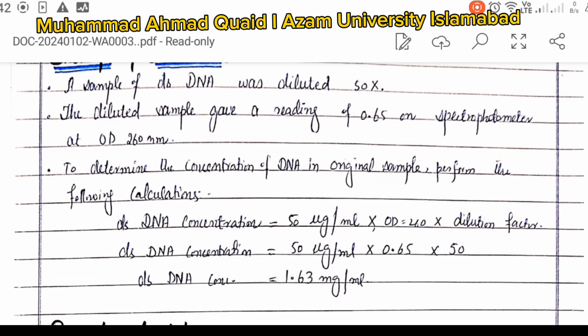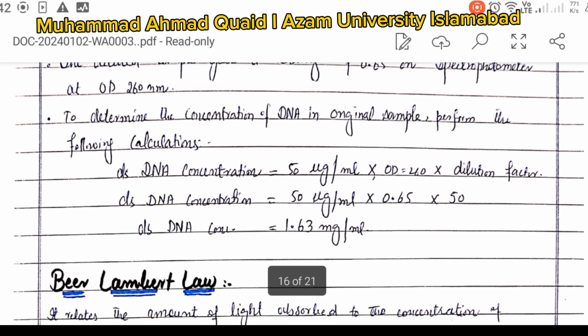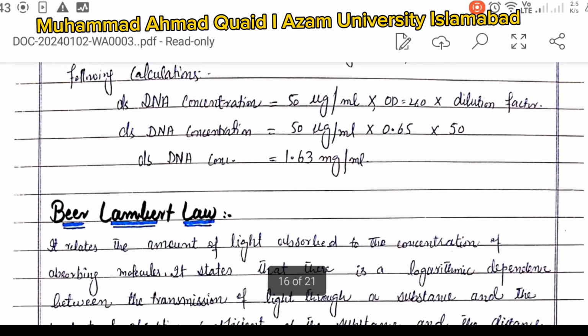To determine the concentration of DNA in original sample, perform the following calculations. Double-stranded DNA concentration is equal to 50 microgram per milliliter multiplied by optical density 260 multiplied by dilution factor. Double-stranded DNA concentration is equal to 50 microgram per milliliter multiplied by 0.65 multiplied by 50, because at 260 optical density, as we have learned earlier, the value is 0.65. And double-stranded DNA concentration is equal to 1.63 milligram per milliliter.